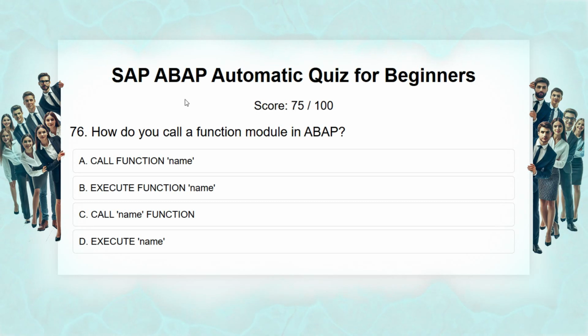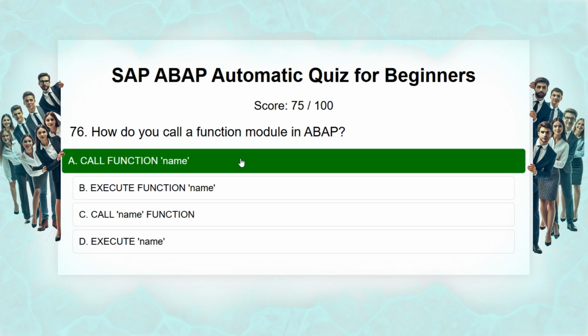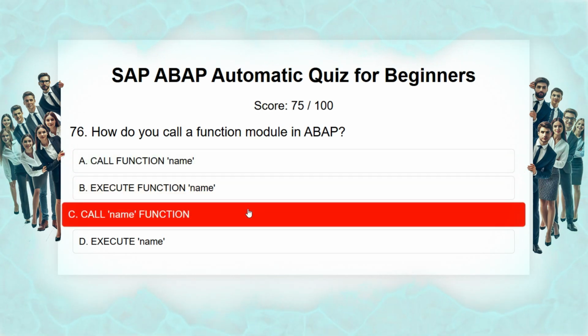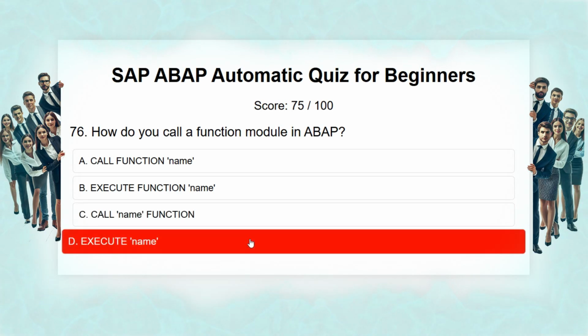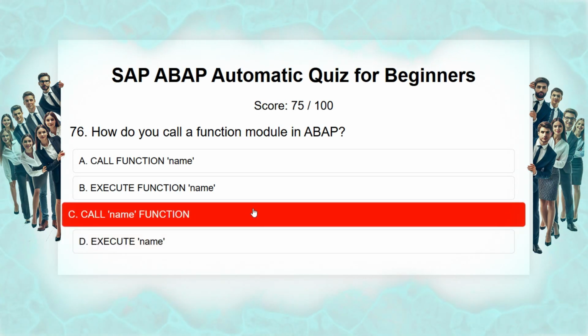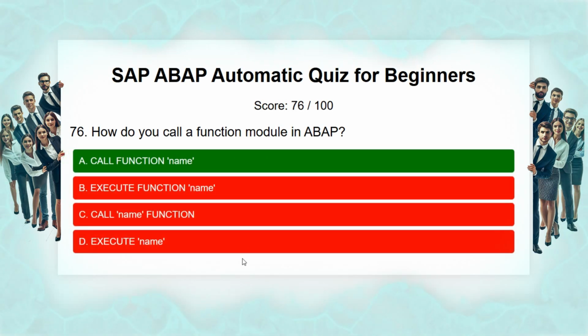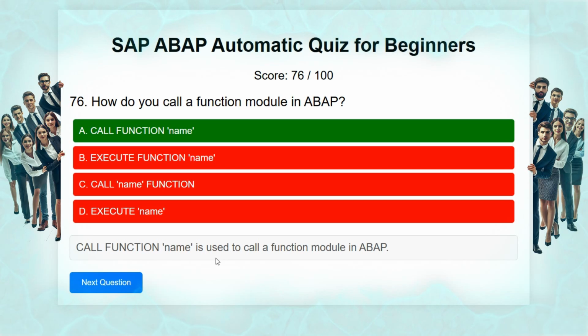76. How do you call a function module in ABAP? A. Call function name. B. Execute function name. C. Call name function. D. Execute name. Correct answer. Call function name is used to call a function module in ABAP.